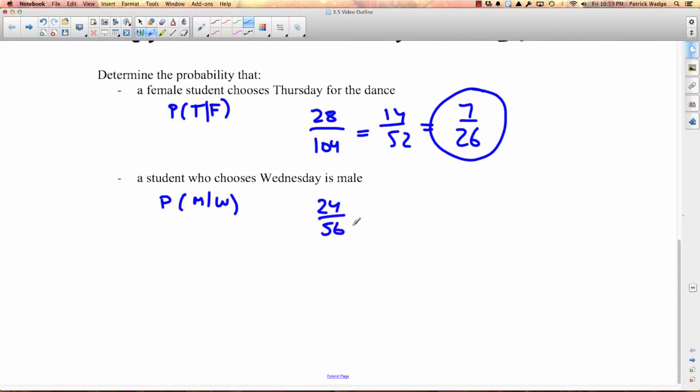And again, we could put that in lowest terms. Divide them both by 4, you get 6 over 14. Oh, we can also divide by 2, you get 3 over 7. I guess I could have divided by 8 there. And that is the end of the first side.